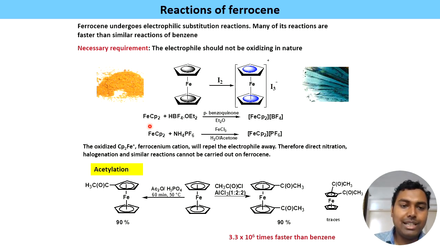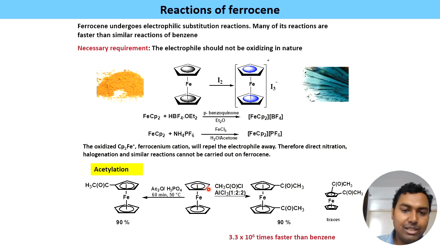Ferrocene can also react with HBF4 to give the ferrocenium tetrafluoroborate salt, and it can also react with ammonium PF6 in the presence of ferric chloride, which oxidizes ferrocene to give the ferrocenium hexafluorophosphate salt. And like other reactions, such as the acetylation reaction, we can synthesize the acetylferrocene compound by reaction with acetic anhydride.